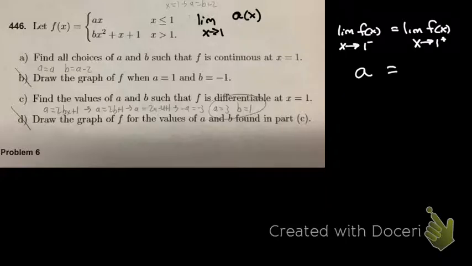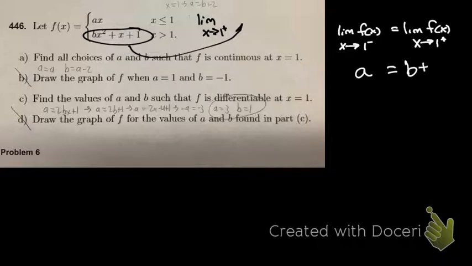Then I'm going to do the same thing on the other one. I'm now looking at it from the positive side, and I can just put all that stuff right there. And what's that going to become? B plus 2. All right, so we know that it's got to equal B plus 2.